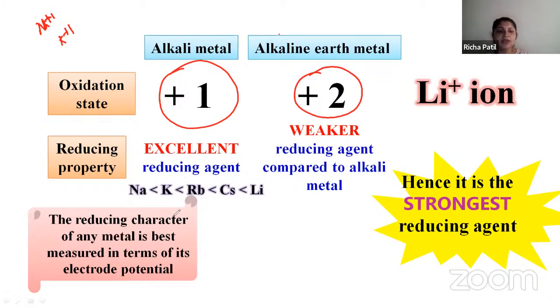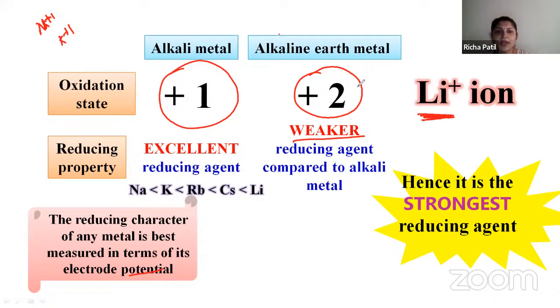Now the reducing property. The reducing property of any metal is best measured by its electrode potential. Lithium is a good reducing agent, and is said to be the strongest reducing agent. Compared to alkali metals, alkaline earth metals are a bit weaker reducing agents. What is the role of a reducing agent? It reduces others and itself undergoes oxidation. So lithium is the best reducing agent.